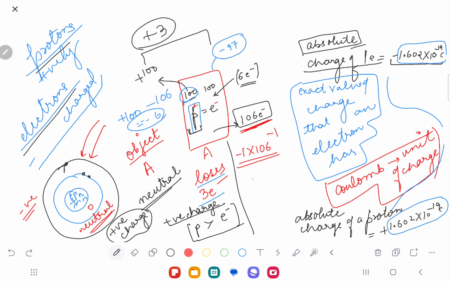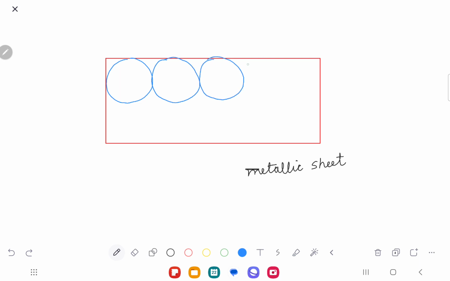This is the basic concept that you have to understand. Now, the second thing. Let's suppose we take an example of a metallic sheet. What exactly happens in the case of a metallic sheet? When we are talking about a metallic sheet, we have this atom, we have another atom, another atom, another atom, and another atom, isn't it?